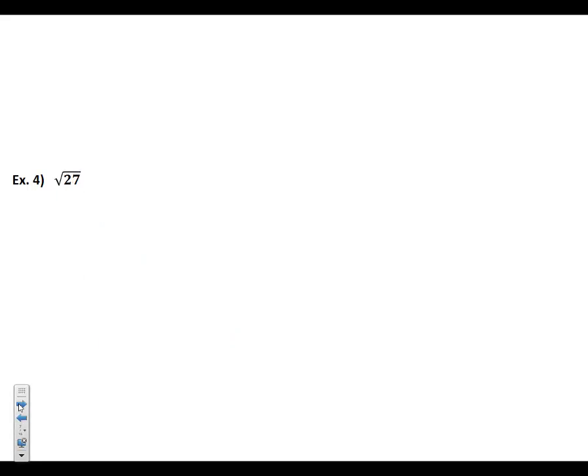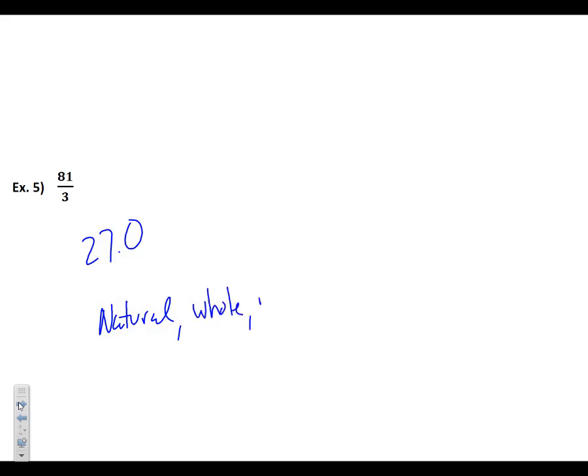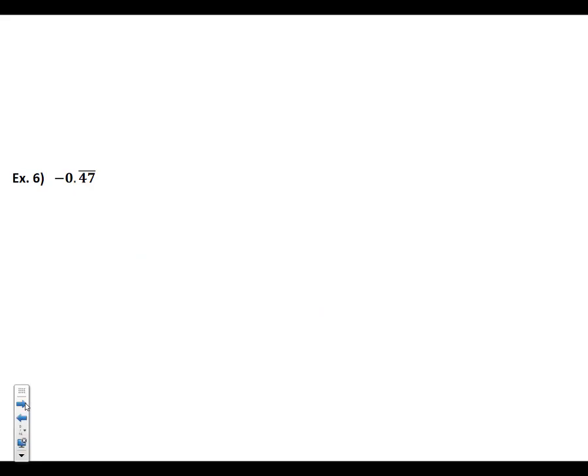The square root of 27, non-perfect square, irrational. You should know all your perfect squares. 81 over 3, well, that gives us 27, which is a terminating decimal, 0.0. It terminates, it does not repeat. It is a counting number, a natural number. It's an integer. Oh, excuse me, I left one out. It's a whole number. It's an integer, and it's rational. Of course, it's also real if it's all those.